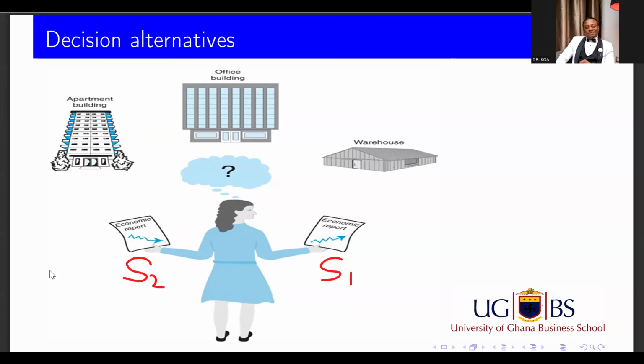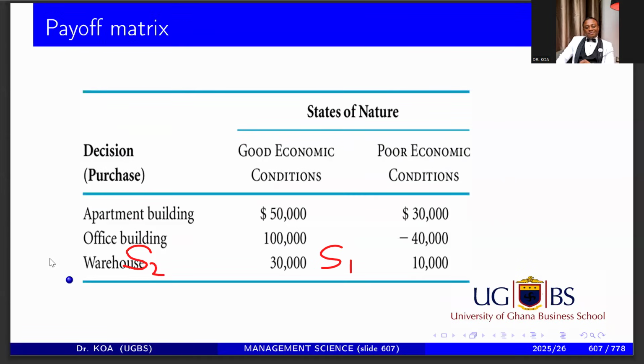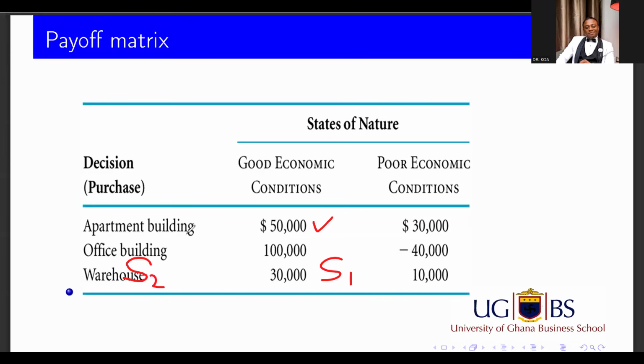Let's look at them. So here you are. And normally you are given this kind of data, or you yourself will read the story and create your own data. So if Kofi Wayo should go for apartment, and the economic condition happens to be good, he will get $50,000. But if the economic condition is poor, he will get $30,000.